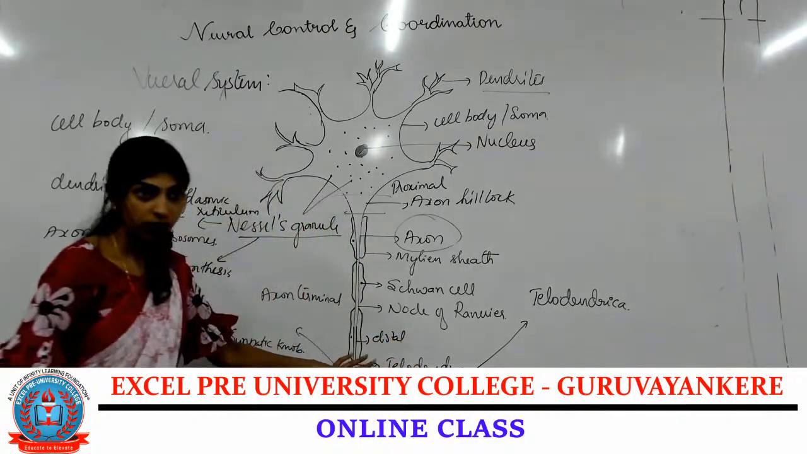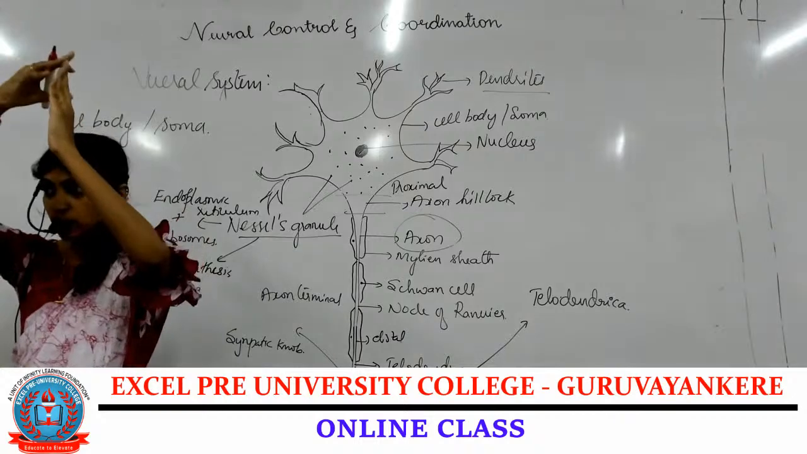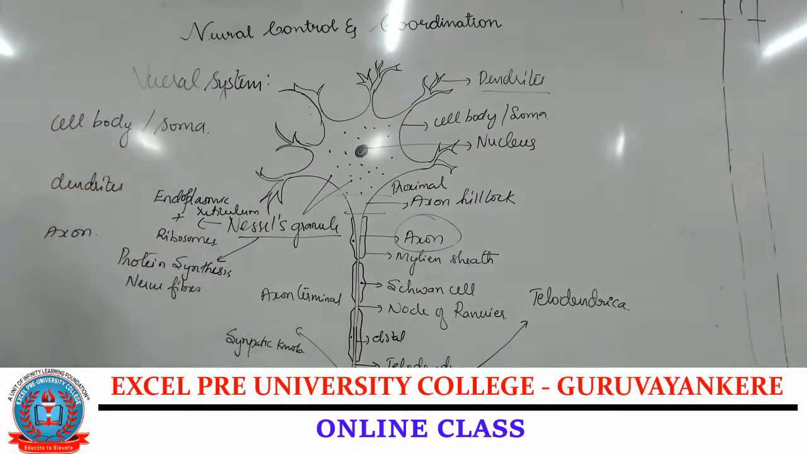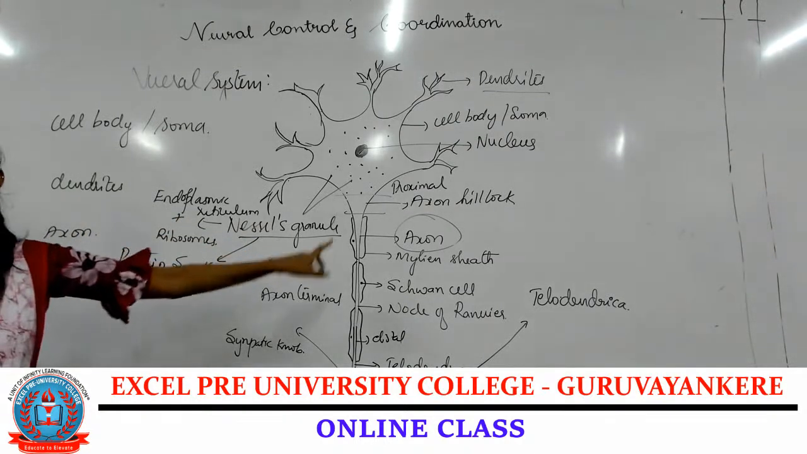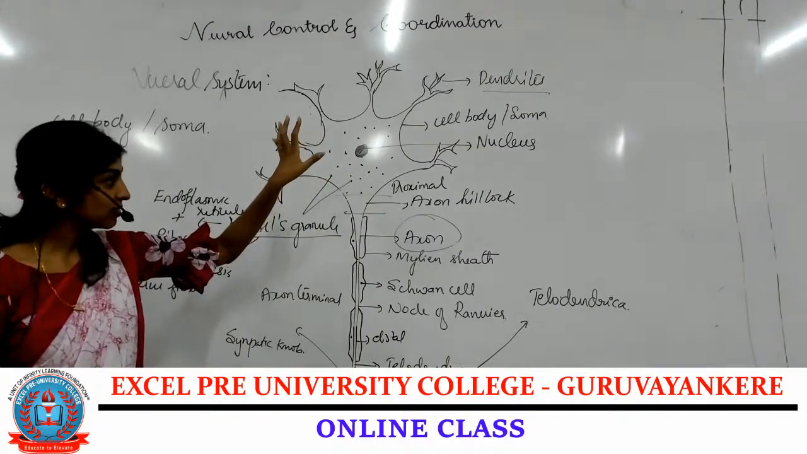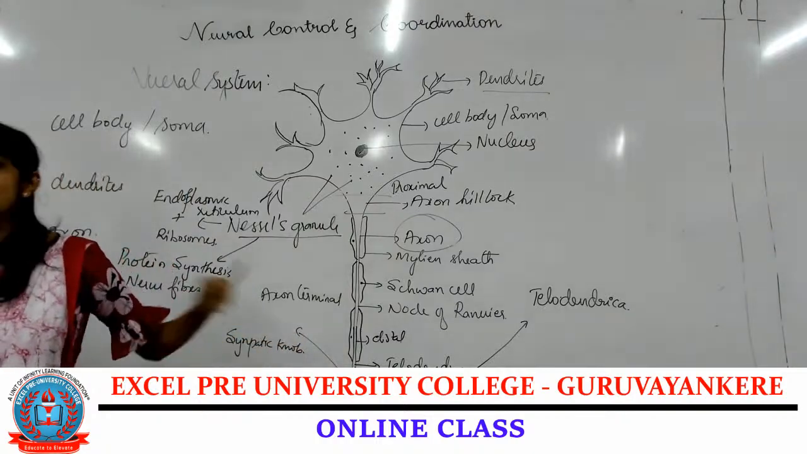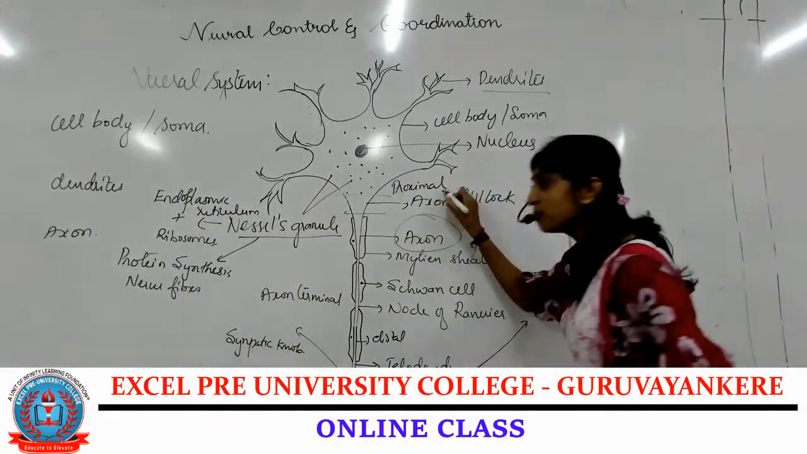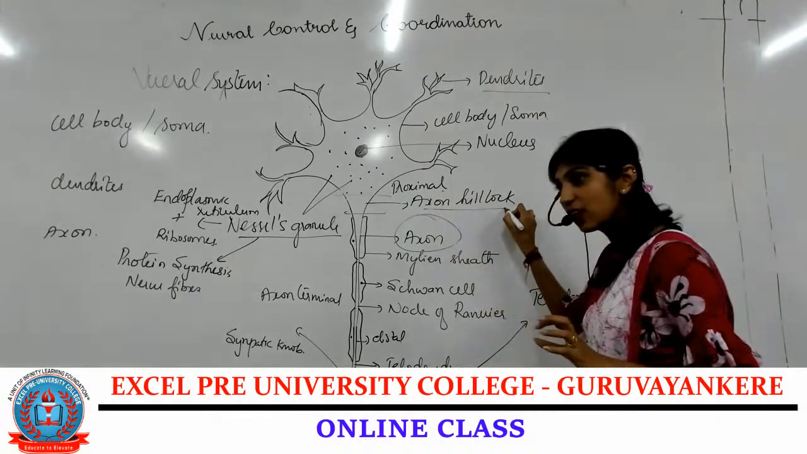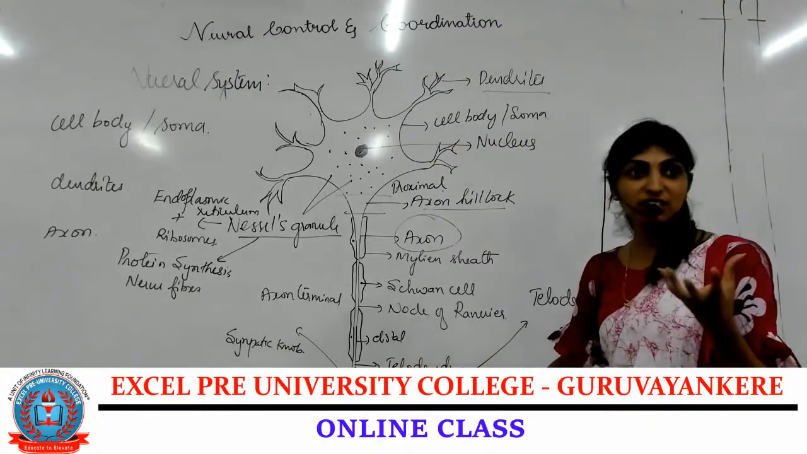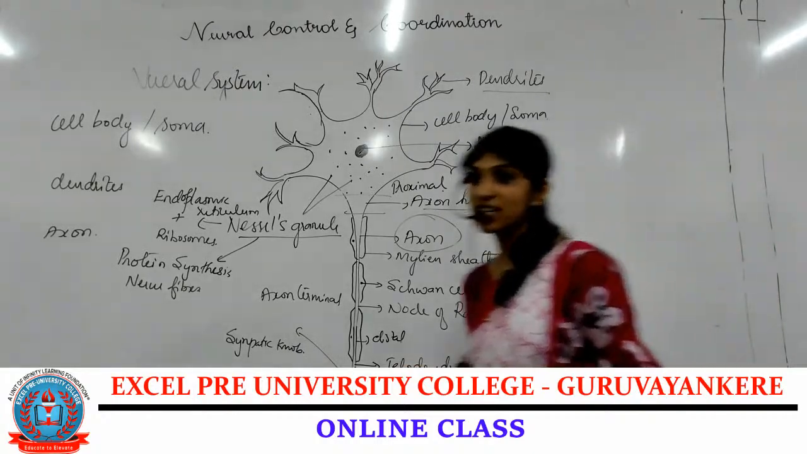Is that clear? The axon that is present near the cell body is called the proximal region, and the part present away from the cell body is called the distal region. The proximal region of the axon consists of the axon hillock, and the part which is away, in the distal region of the axon, is called the telodendria.